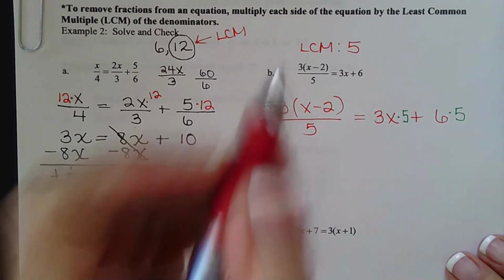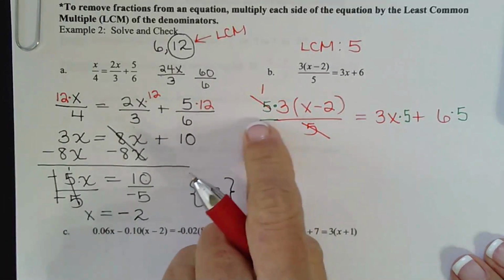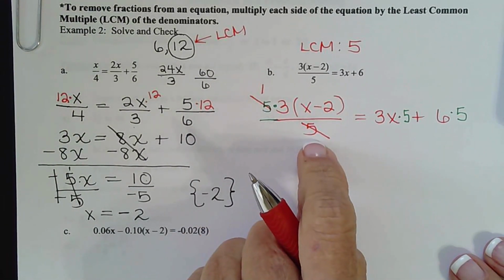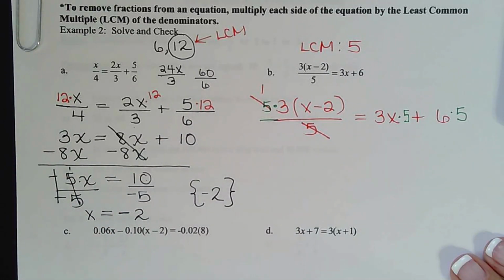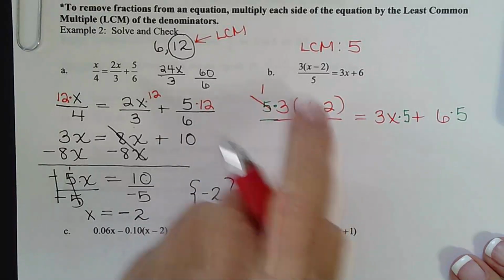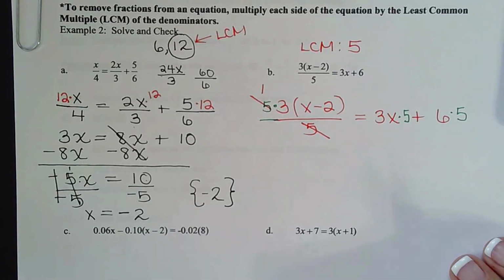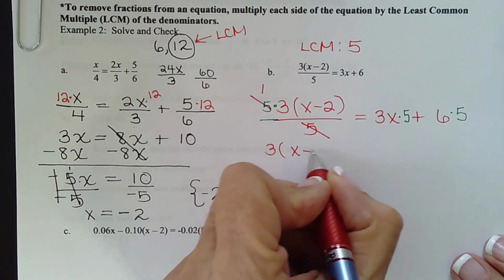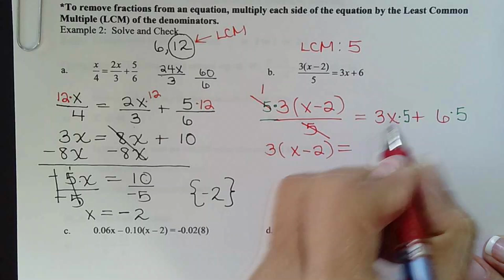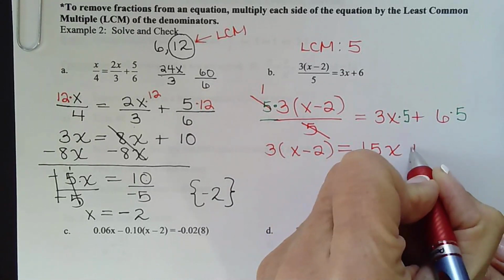Okay, the first thing I would do here is ding, ding. You could have changed this to 15 and did 15 divided by 5 and got 3. But whenever I see matching numbers, they're just gone. Because 5 divided by 5 is 1. But if you wrote 15 over 5 and then got 3, we'll get the same answer. So we're left with 3 times x minus 2 equals 3 times 5 is 15x plus 30.